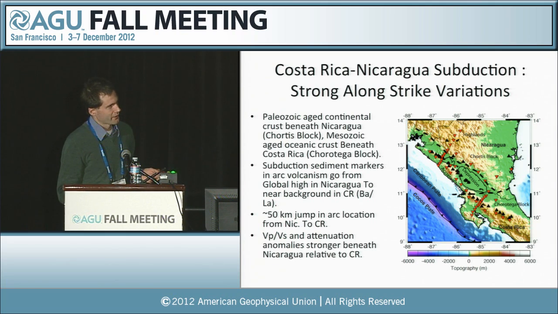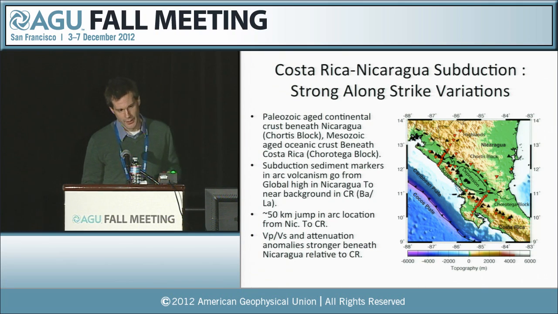The arc geochemistry exhibits global extremes in terms of sediment markers such as barium lanthanum. So in Nicaragua, you go from a global high in the north to basically the background mantle in Costa Rica. And along the arc there as well, there's a 50-kilometer jump from Nicaragua to Costa Rica.